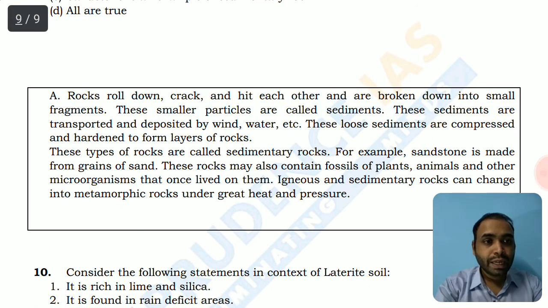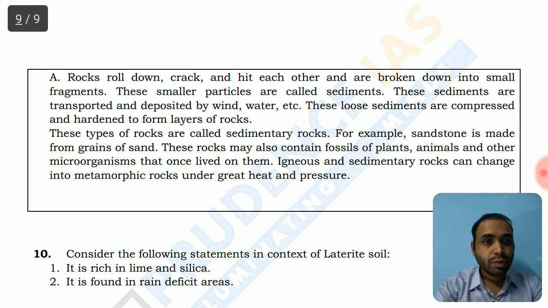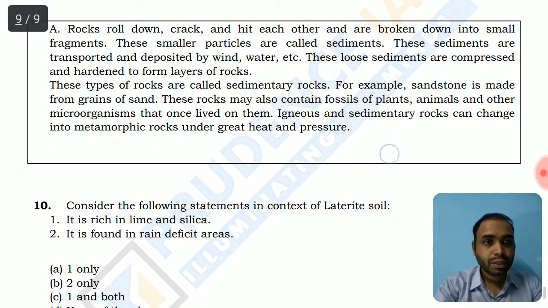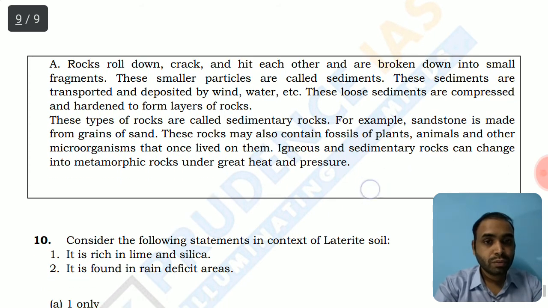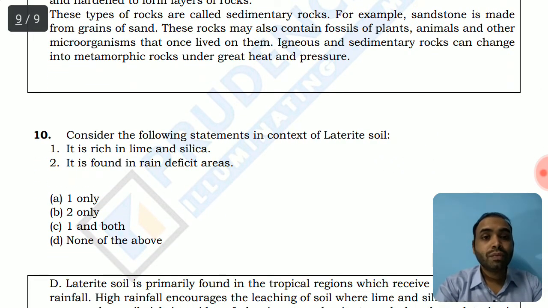For example, sandstone is made from grains of sand. These rocks may also contain fossils of plants, animals, and other microorganisms that once lived on them. And igneous and sedimentary rocks can change into metamorphic rocks under great heat and pressure. So we have taken up this concept of igneous and metamorphic rocks also in our previous lectures. Now let's move on to the last question of today.